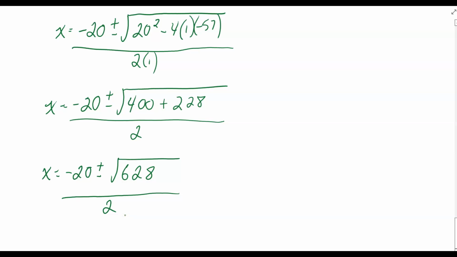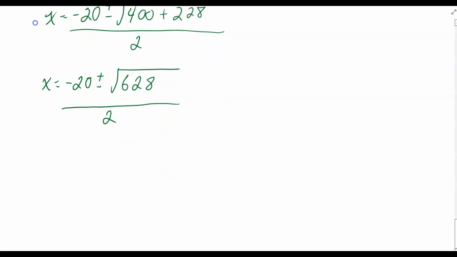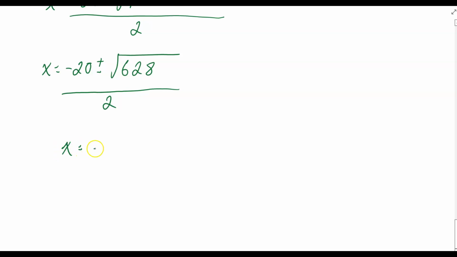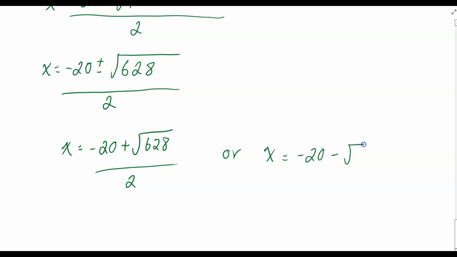Now, I don't think 628 is a perfect square. Just double check it. No. Okay, so let's leave it in radical form. Great, you're going to see an example of that. So there is nothing else I'm going to do at the moment. So now I'm going to split into the two possible answers. x equals negative 20 plus root 628 over 2, or x equals negative 20 minus root 628 over 2.